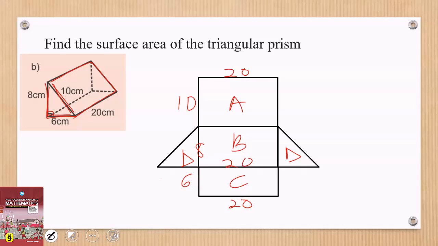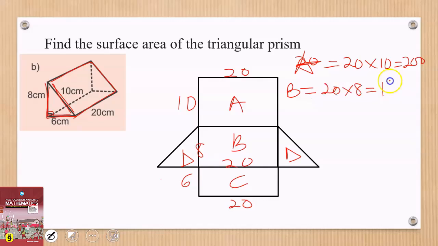Again, if I want to find area A, it is equal to 20 times 10. That will give us 200. Then B is 20 by 8, and that's going to give us 160. And then C will be 20 by 6, and that's going to give us 120.